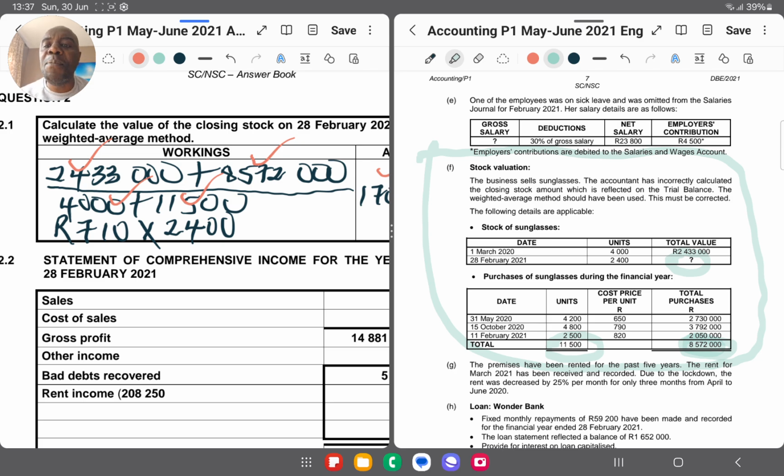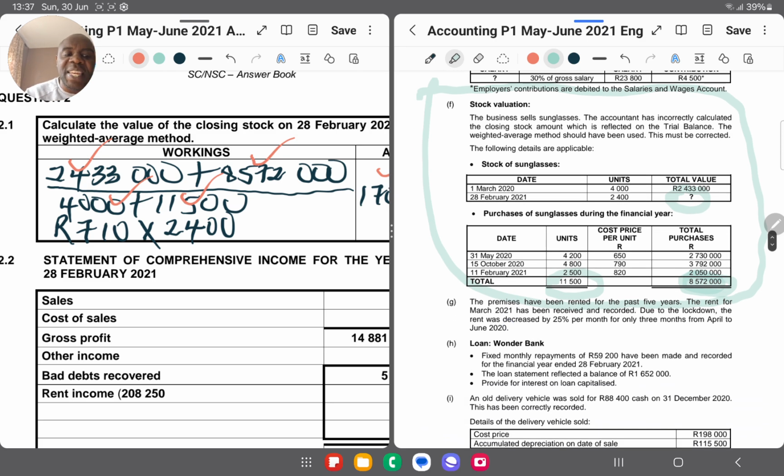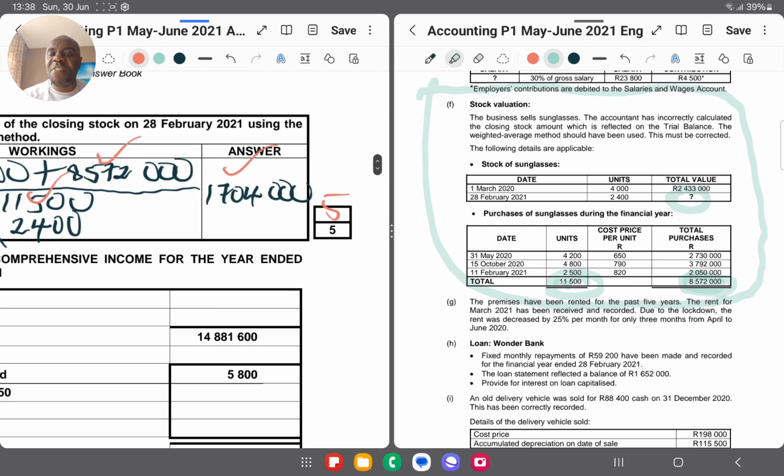Look at how I simplified this calculation. I did not repeat these numbers given by the examiner. The examiner has already done the calculation for me. So I just needed to take the totals, the 11,500 as well as the 8,572,000. That's all that I had to do. And then I put this on my answer book, and it gives me my final stock value of 1,704,000. I hope you benefited.